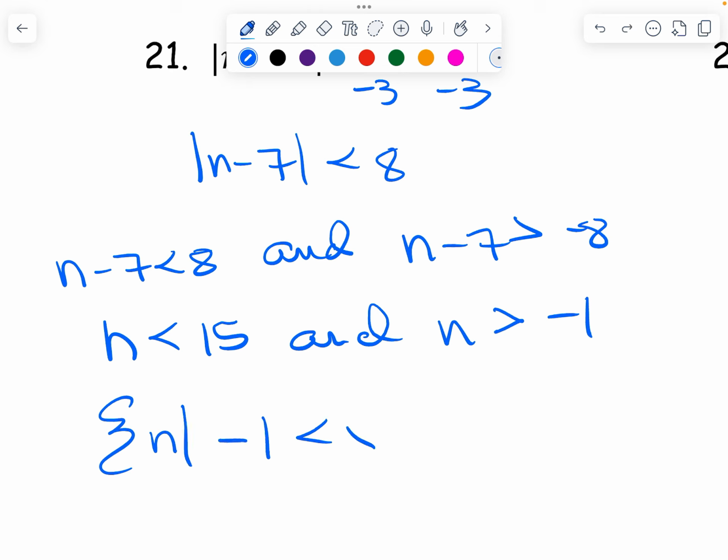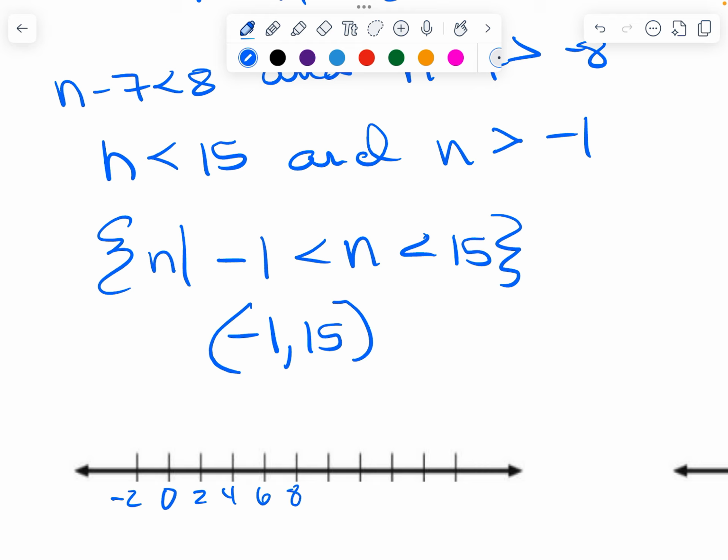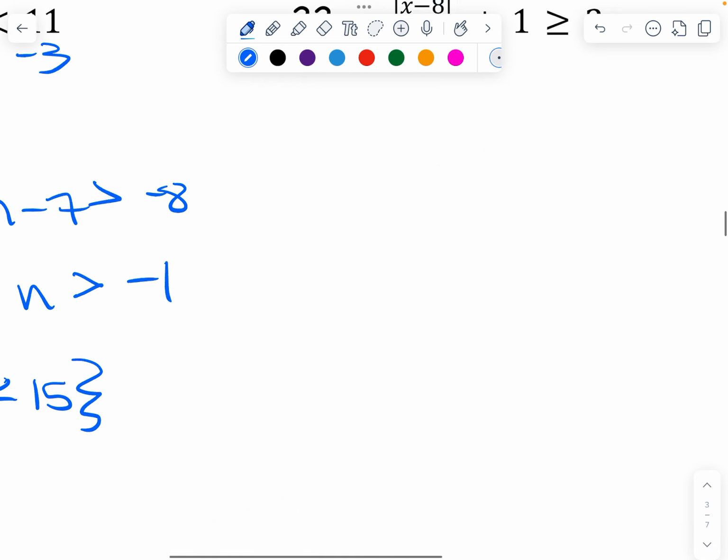I'm so used to doing the x that I wrote x instead of n. And so I have negative 1, comma, 15. So what am I going to go by? Let's see, 0, negative 2, 2, 4, 6, 8, 12, 14, 16, 18. So it's 15, negative 1, and all the stuff in between.